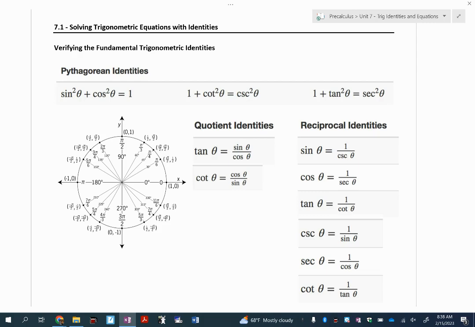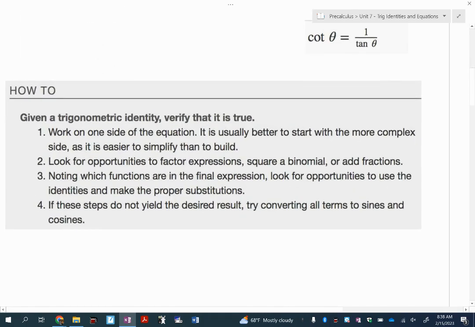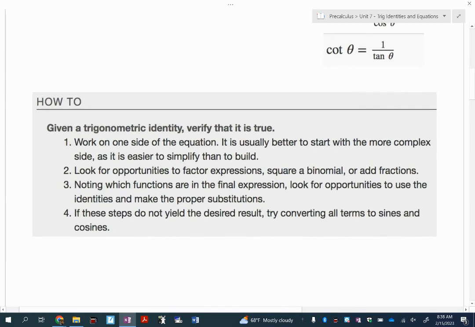Now, this is the process that I'm going to go through. I'm going to pick one side. Usually, it's easier to start with the more complex side, and then use my understanding of the identities and algebra to try to make it look like the other side of the equation. What I do as a last resort, if I get stuck, is this. You're going to find out when you try these on your own, there can be some that require some serious persistence. You're going to be like, man, this is super frustrating, I don't know what to do. But at the end of the day, if I get stuck, I try to convert everything to sine and cosine and go from there.